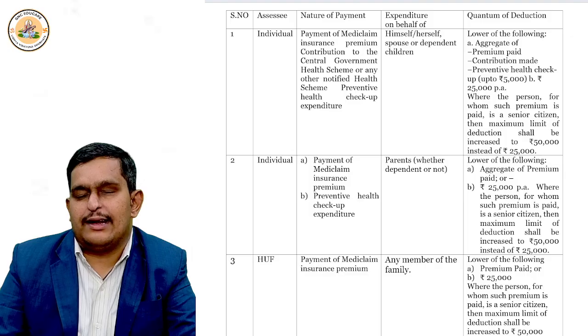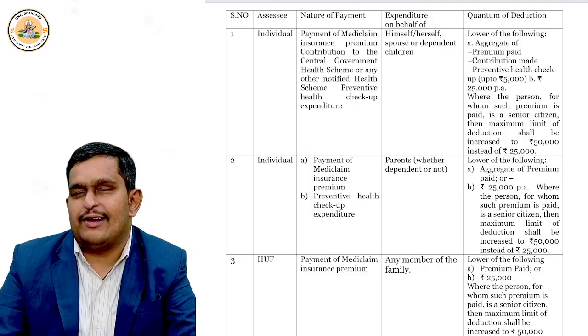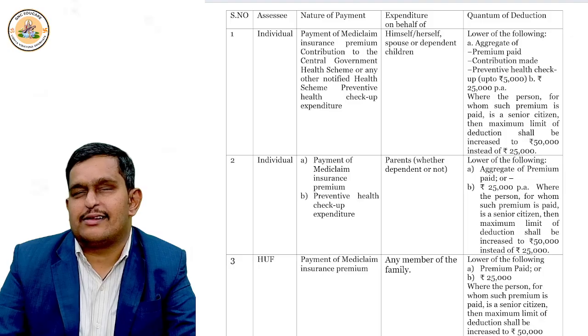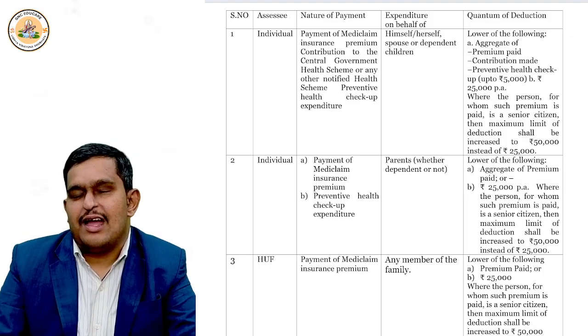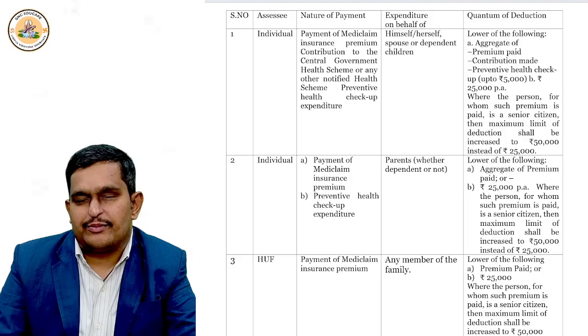Now, the whole deduction concept is categorized into 4 parts. So category 1, category 2, 3, 4, like that. So one, let us discuss. One talks about only an individual assessee, and he is paying medical insurance premium or preventive health checkup related payment for what purpose? For self, spouse, or children.